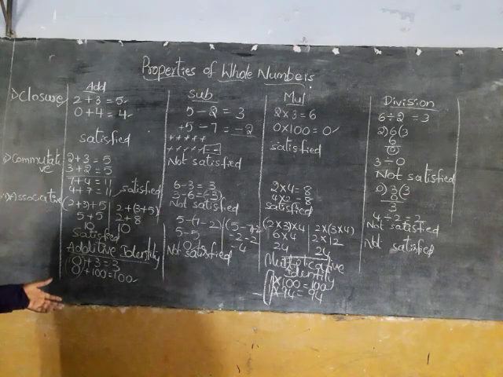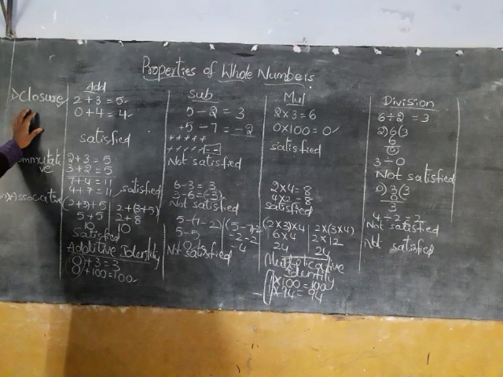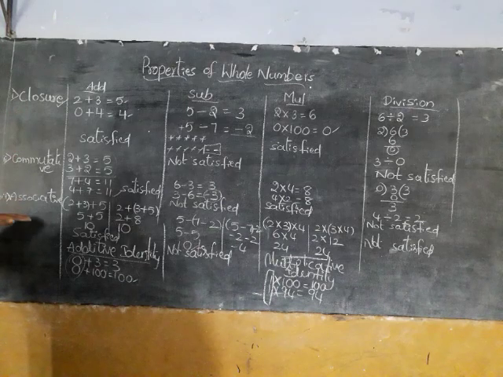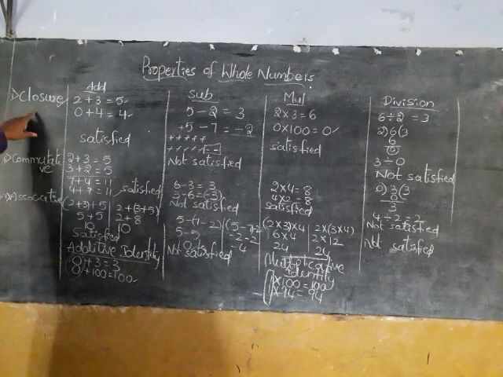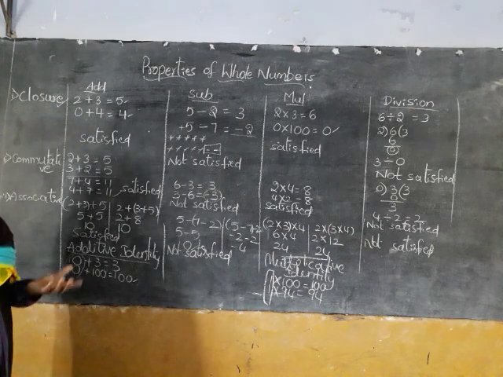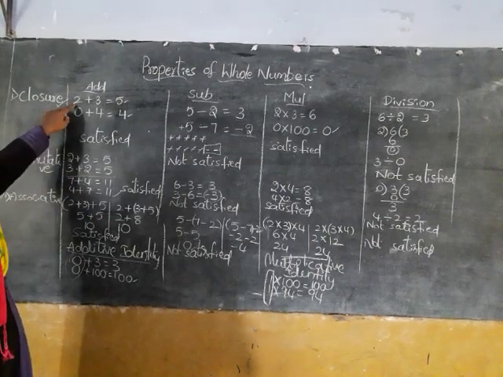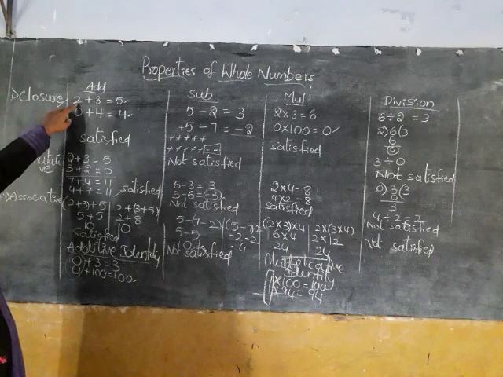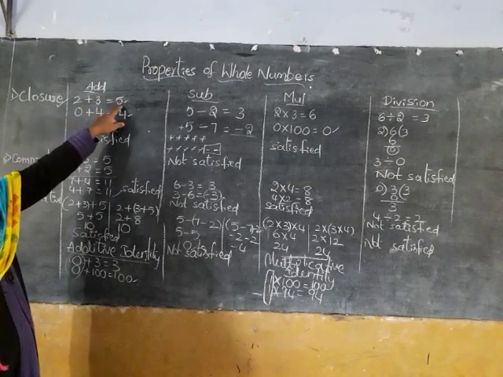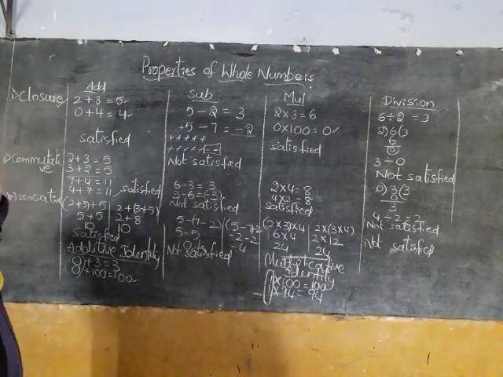Now once again, a brief explanation of the properties of whole numbers. What are the properties? Closure property, commutative property, associative property. Closure property is nothing but, if I take two numbers, a plus b equal to c, a is a whole number, b is a whole number, c is also a whole number. Let a be 2, b is 3. So a plus b, 2 plus 3 equal to 5, which is also a whole number. So this property is called the closure property.